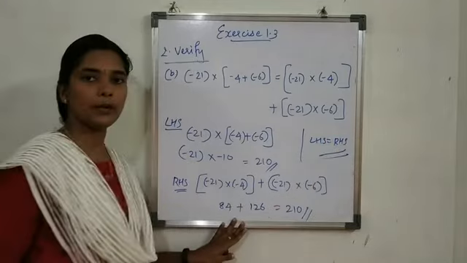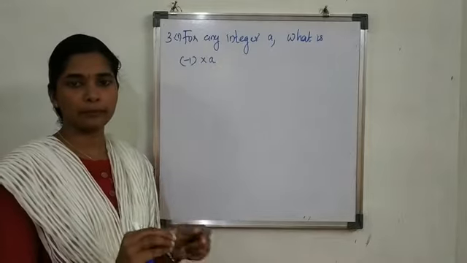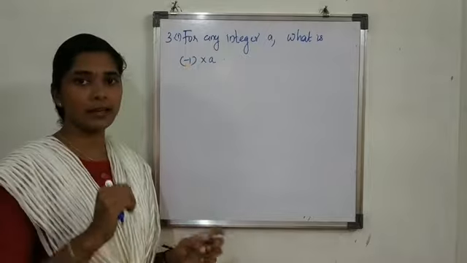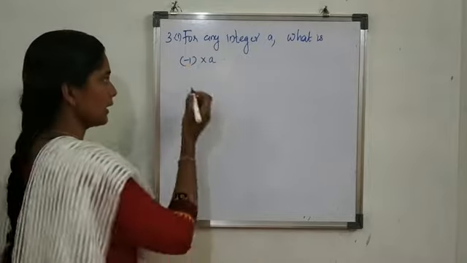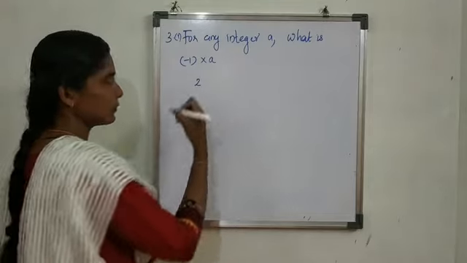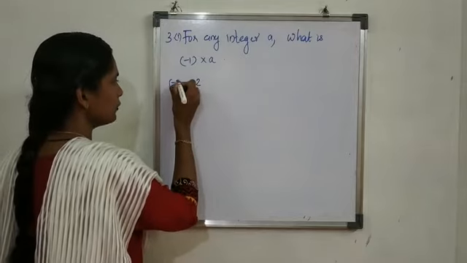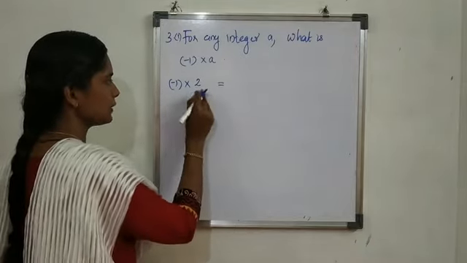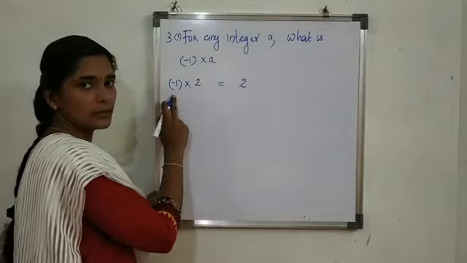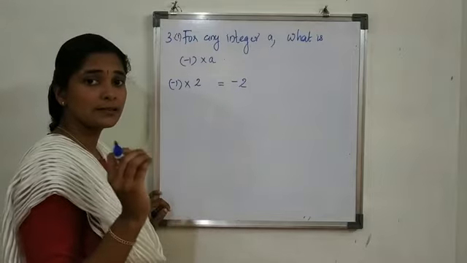It's also verified. Third one: for any integer A, what is minus 1 into A equal to? First you can take some examples. Like, if we take an integer A as 2, 2 is also an integer. Then find minus 1 into 2. 2 into 1 is 2. Then 1 negative integer, that means the answer is minus. Minus 1 into 2 is minus 2.